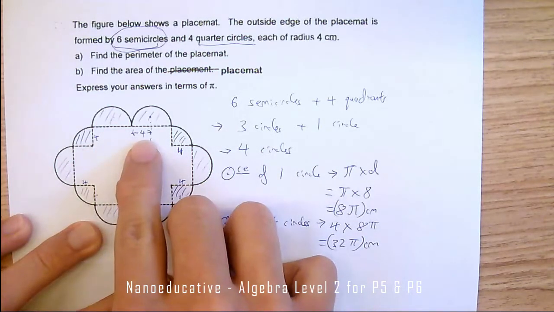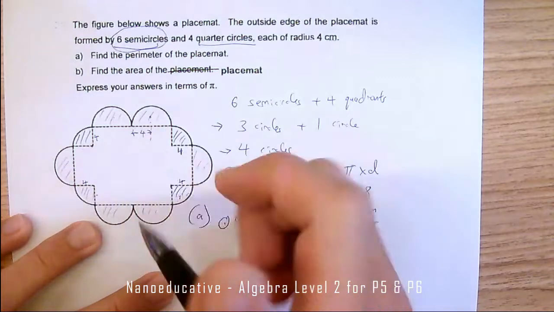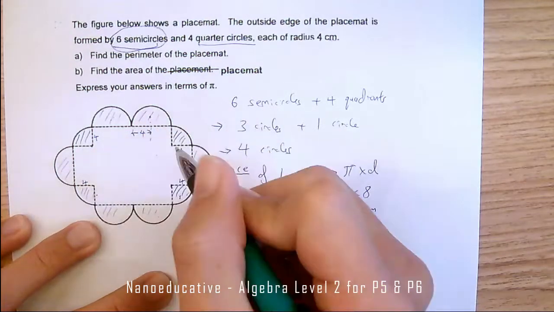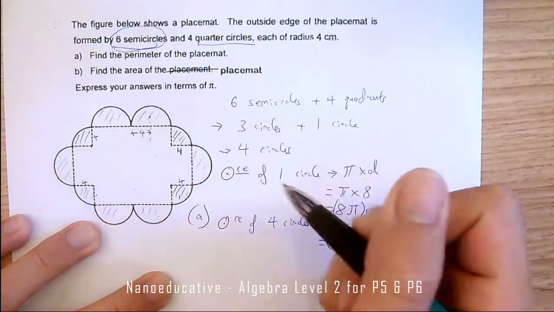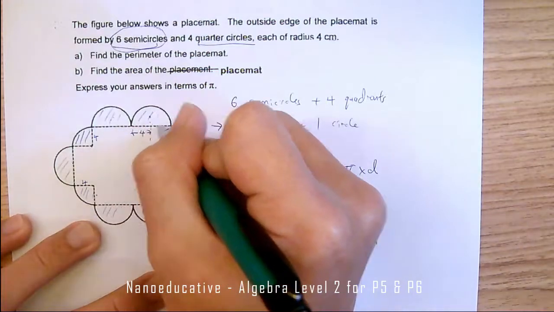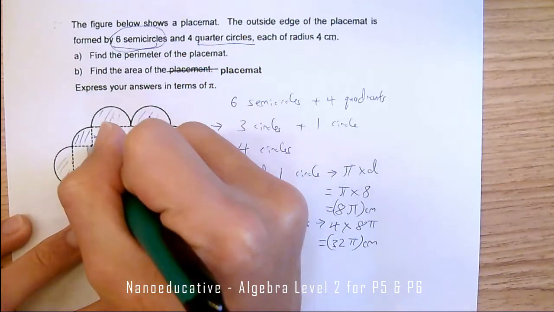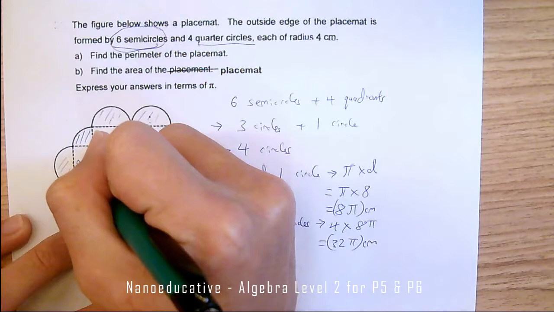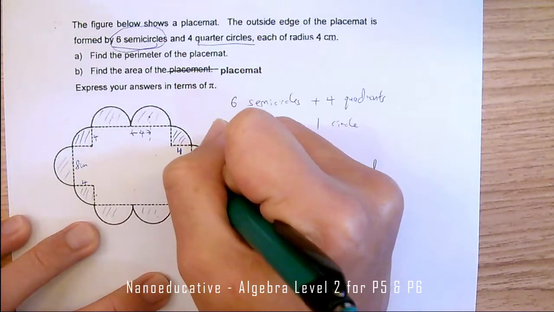Now let's slowly find out the dimension. It will not be very difficult, don't worry. If this one is 4, how about the diameter? Just now we found the diameter is 8, right? So the diameter will be 8, which means that from here to here, it will be 8 cm. This one will be 8 cm.